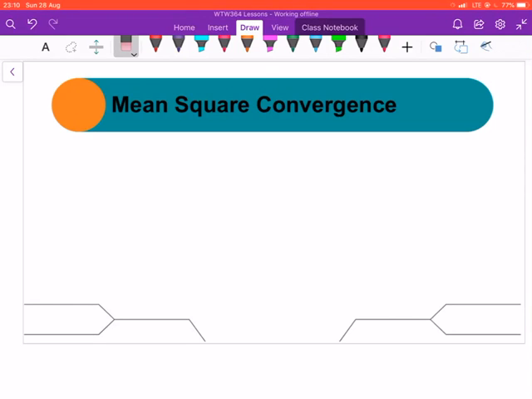So today we are going to look at some definition of stochastic integral. First of all, we need to understand what we mean by mean square convergence.